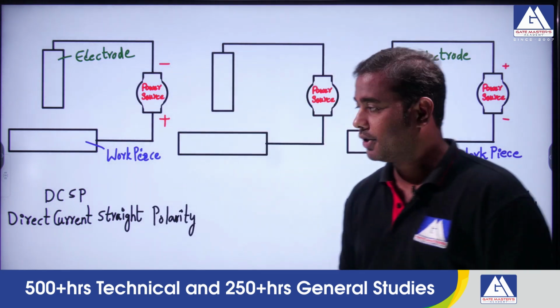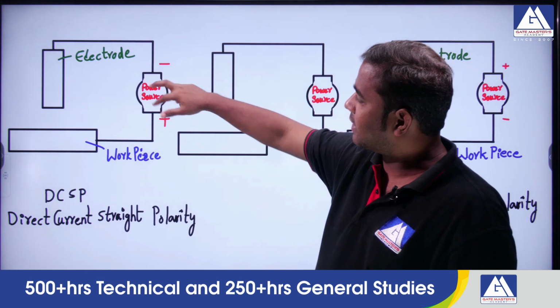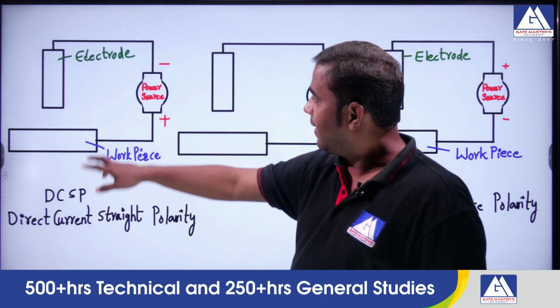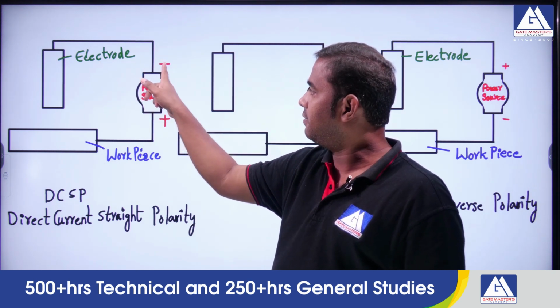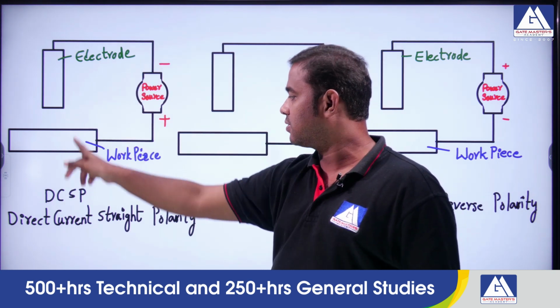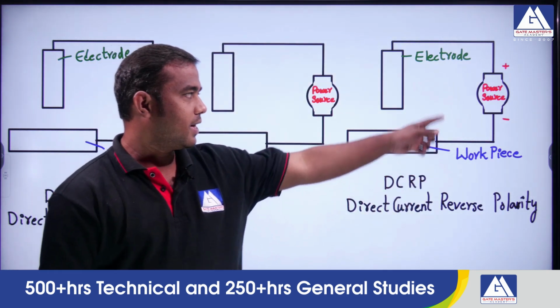Here is the workpiece. If we give this connection, or alternatively reverse it, the electrode connection given to the negative terminal of the power source is called direct current straight polarity. If we reverse it, it is called direct current reverse polarity.